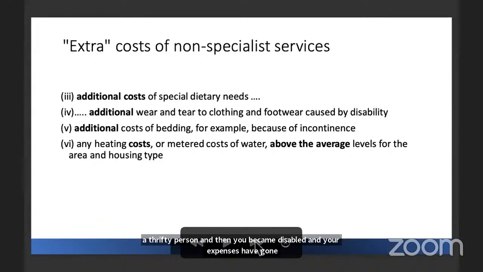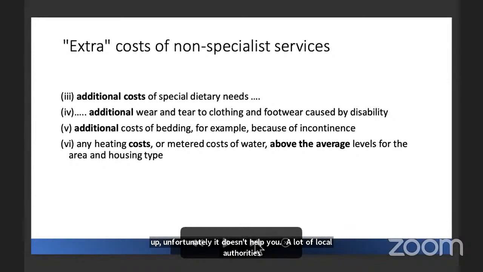A lot of local authorities will look at something called the National Association of Financial Assessment Officers Guidelines, and they will say, in this area, a family tends to pay this amount, or a single person would pay this amount for water costs or for heating costs. And then if you have greater than that cost, they would look at the difference between what it costs for the average person and what it costs for you.